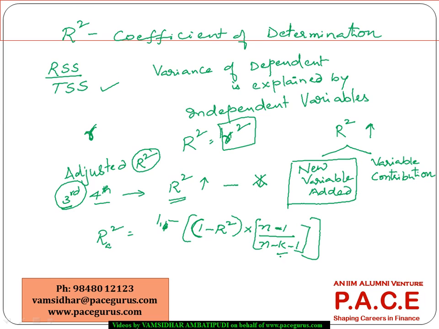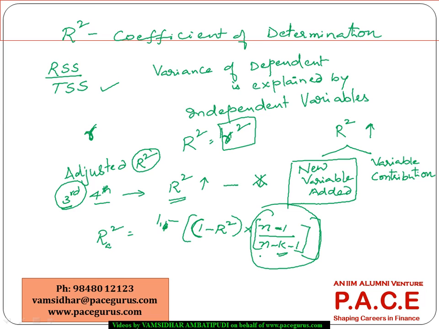So if k is very large, meaning the independent variables are very many, the multiplication factor will be very high. If the number of independent variables is smaller, the adjustment factor may not be that big.